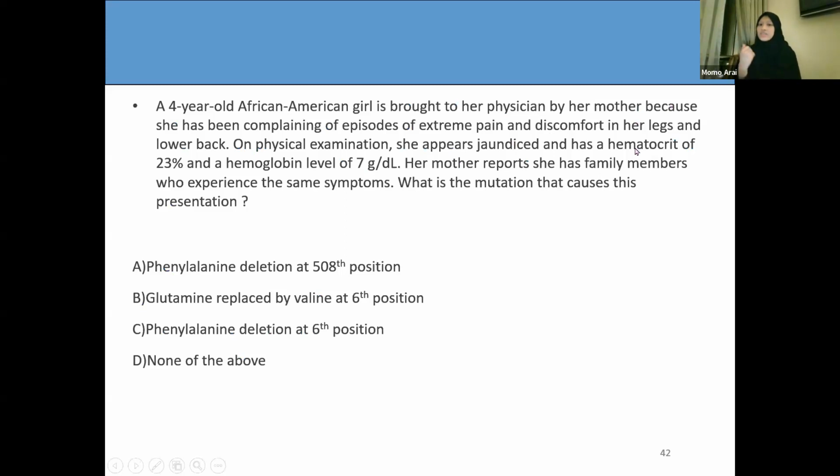been complaining of episodes of extreme pain and discomfort in her legs and lower back. She appears jaundiced and has a hematocrit of 23% and a hemoglobin level of 7. Her mother reports that she has family members who experience the same symptoms. What is the mutation that causes this presentation? First, what is the presentation? What disease is it? And then what's the mutation? Okay, someone said B, someone said B.